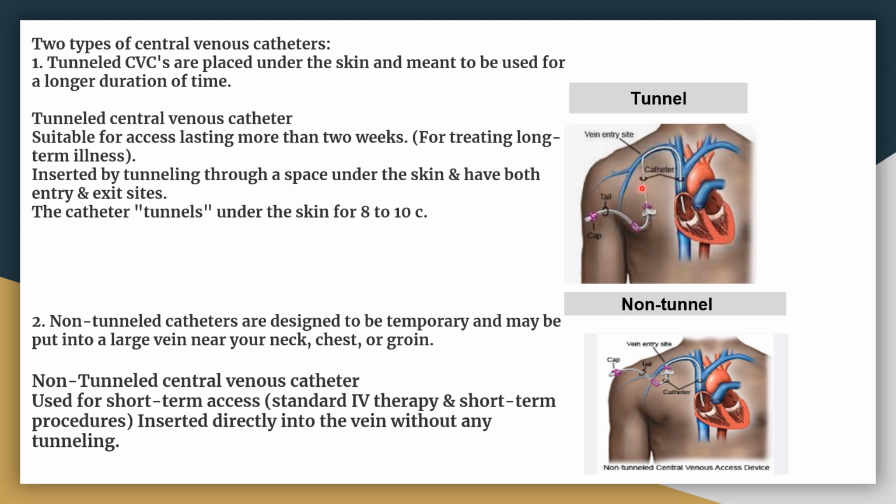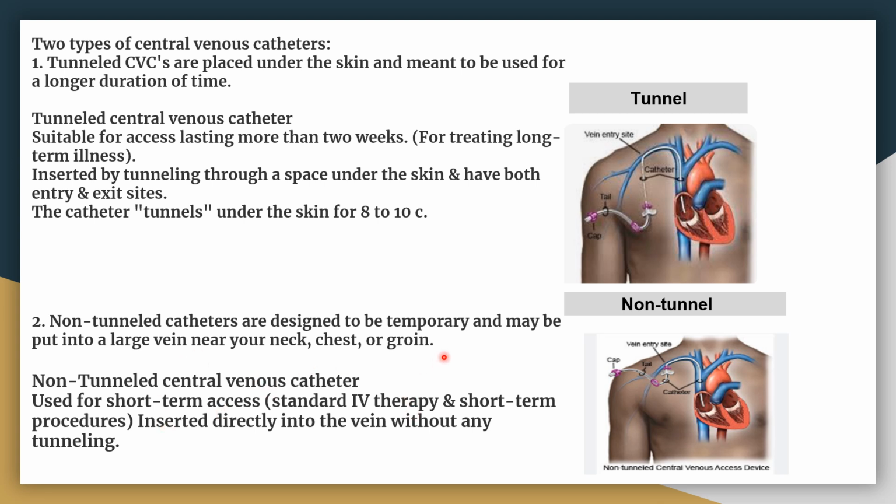So if you see here, this is the vessel where we are going to enter, but the entry point is here. So from here, and there is no vessel here. So from here till that vessel, we dig a tunnel and then pass the catheter under the skin until it enters the main vessel, and that is called tunneling.